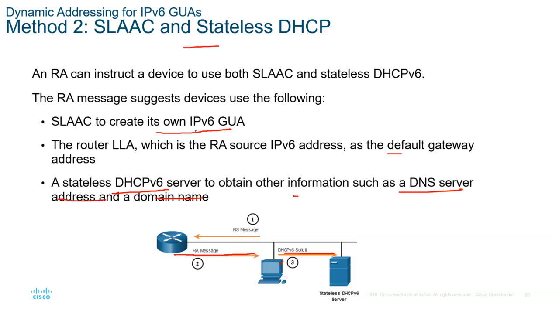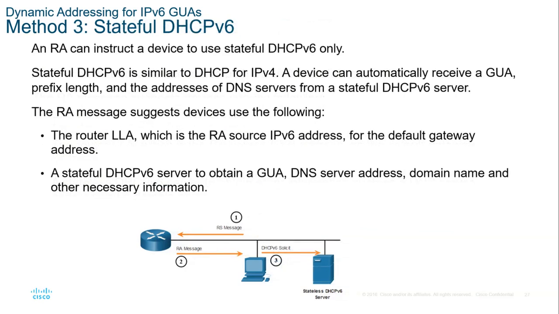And then the other information, the interface ID or global unicast address, and the default gateway, all that information can be picked from the router through the router advertisement.